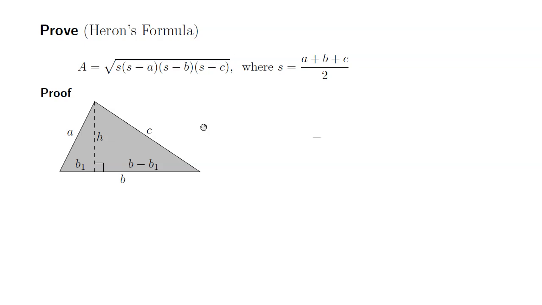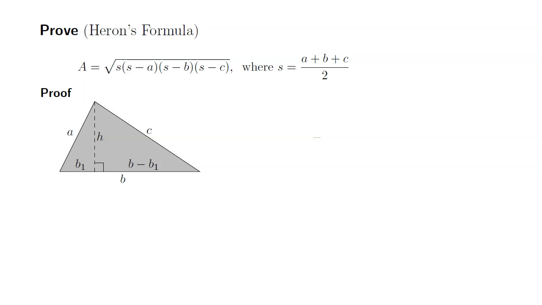Here's a random triangle with sides a, b, and c. I put b as its base, and I'm going to use h as its height. This portion of the base is called b1. The rest of it is b minus b1. So that's the notation I'm going to use.